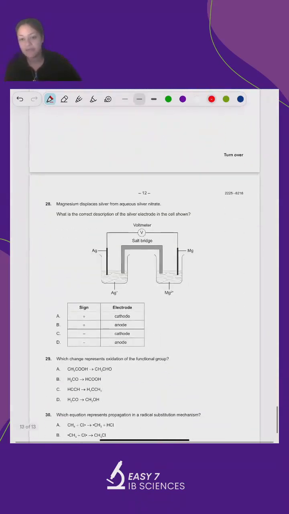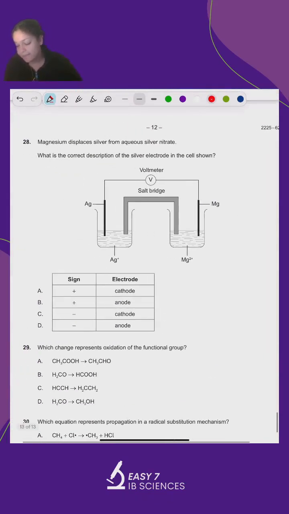Okay, amazing. So next, magnesium displaces silver from the aqueous silver nitrate. So what is the correct description of the silver electrode in the cell shown below? So what is the sign on the silver? Is it positive or negative? And therefore is the electrode the cathode or the anode?